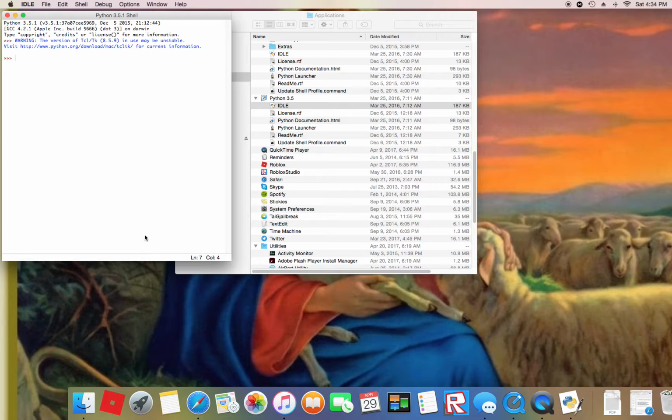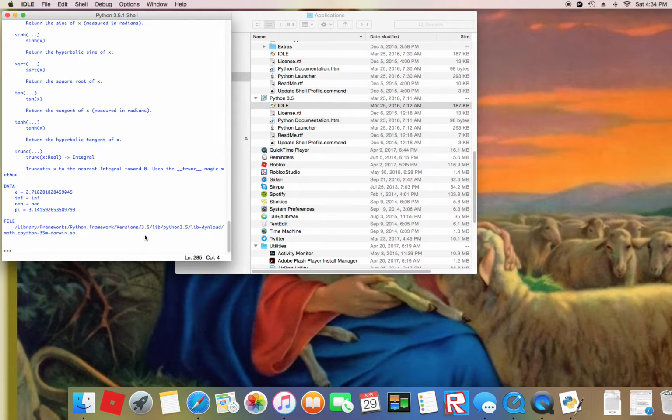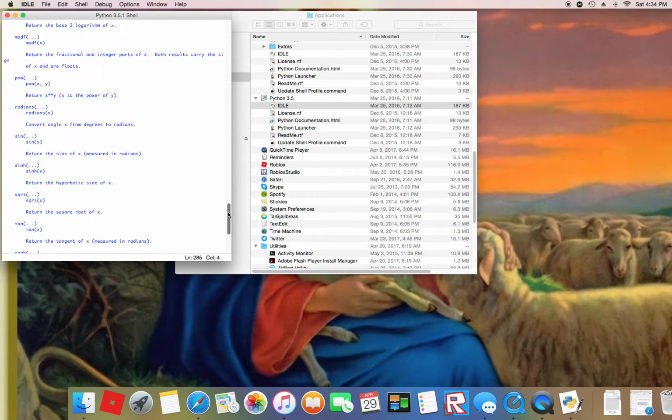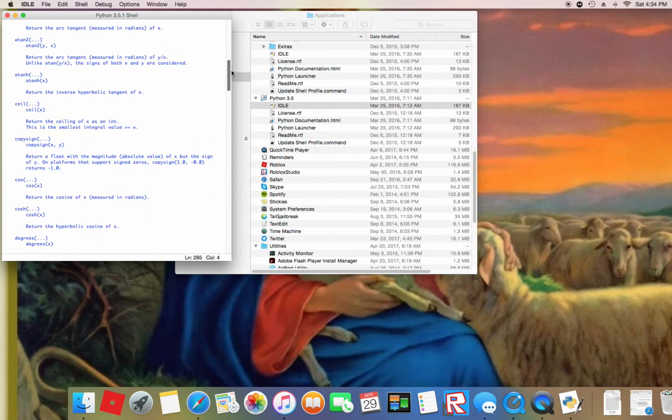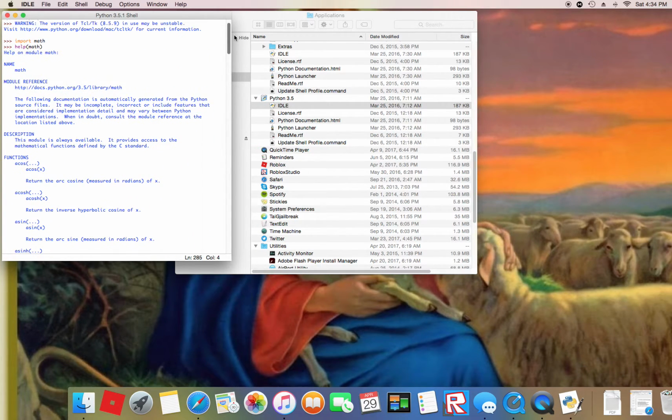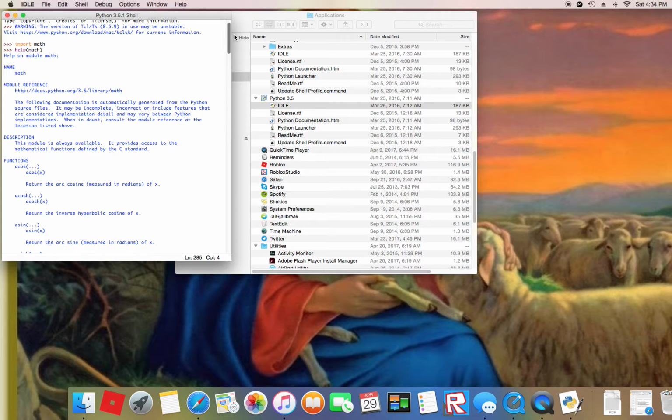And now we will import the math module. In order to do that, you just simply type import math. And that did it. Now, if you want to know a little bit about that math module, you type in help, parenthesis, math, end parenthesis, and enter. And then boom, it shows you a whole bunch of things about the math module, and all these different functions that you have when you import that module.